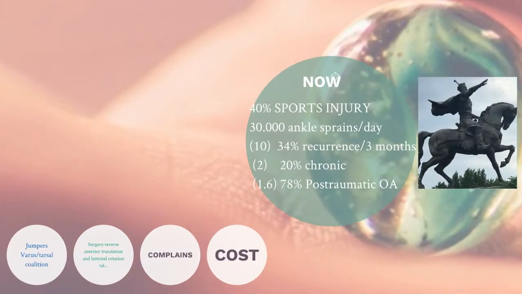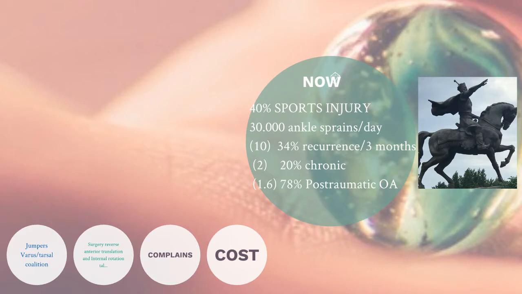So we know that this is one of the most common problems in sports injuries. 40% of all sports injuries are ankle ligament injuries. And in the United States, we have 30,000 ankle sprains daily. Of all of those, 34% become a recurrence. That means in 3 months, the patient or the sports person has another episode of ligament injury. And unfortunately, 20% become chronic.